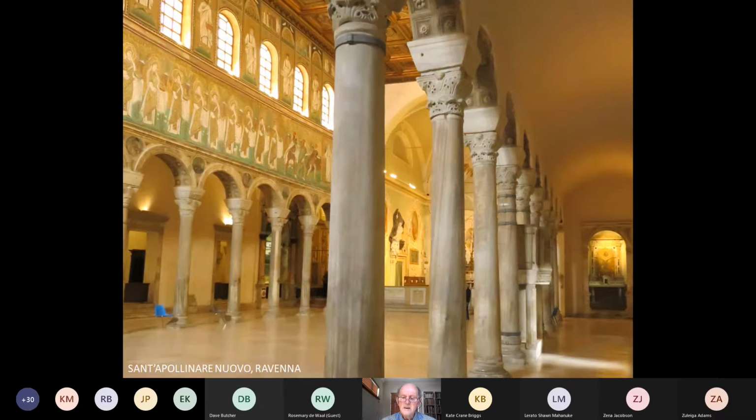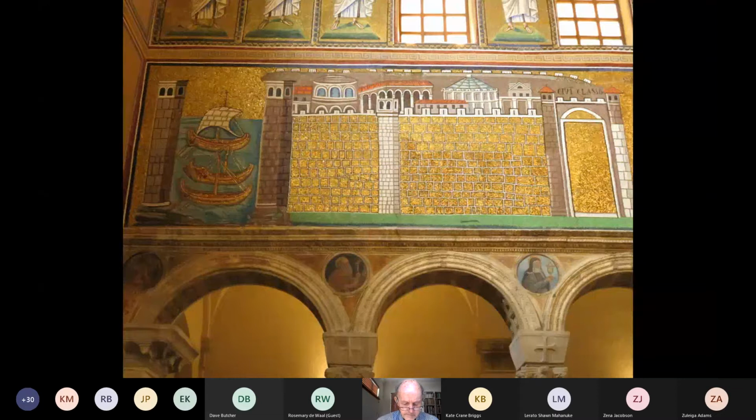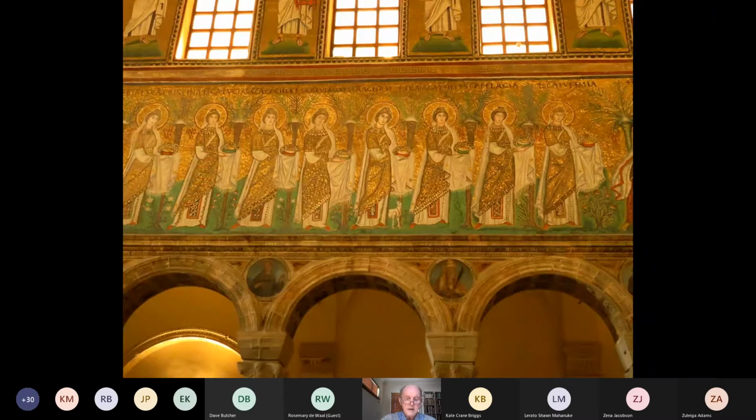sequences of mosaics along the walls and just above the arches. And on both sides, there are images of places that you might set out from. On this side, it's from the port of Classe. And from there, processions of virgins move gracefully down an avenue of palms towards the apse. Look how the rhythm of their clothing, halos, plants, gestures, feet, all amplify that of the columns and windows.